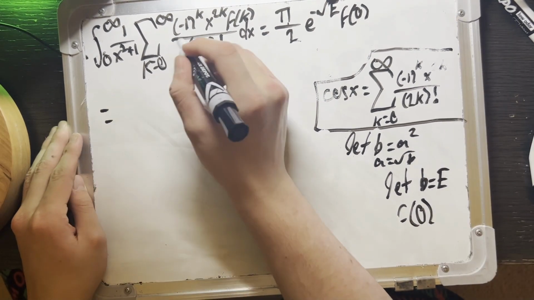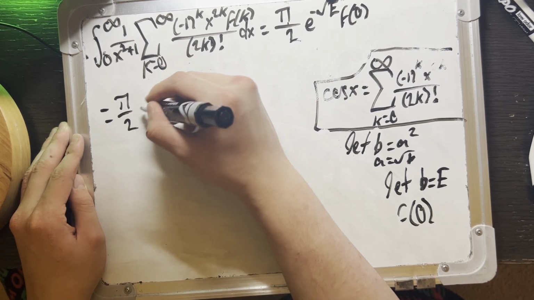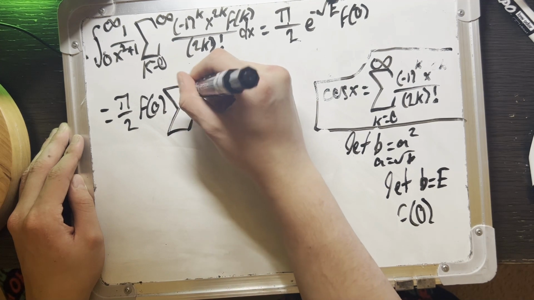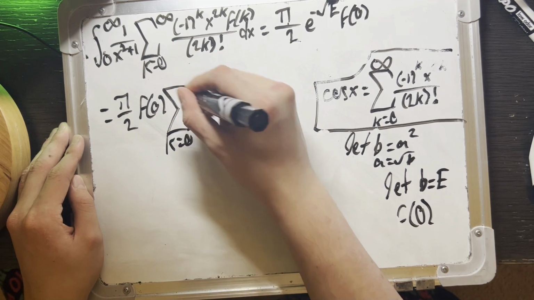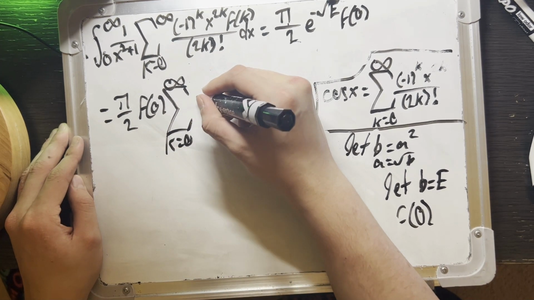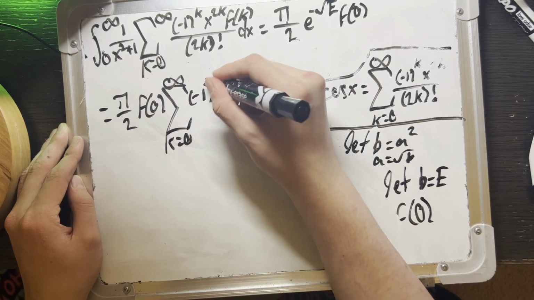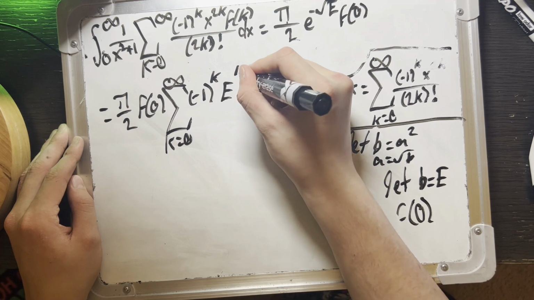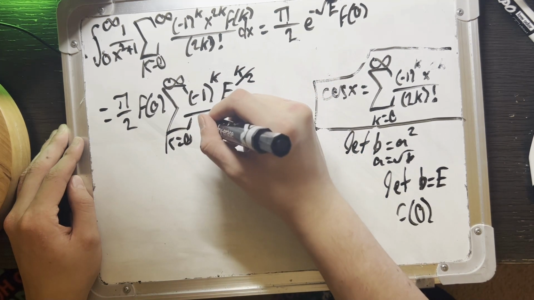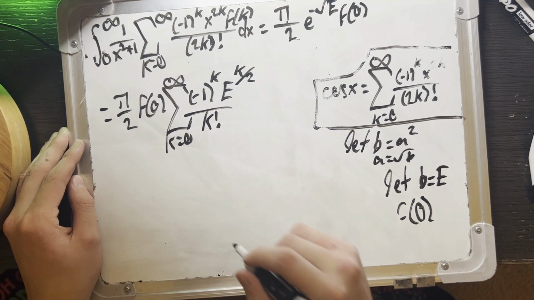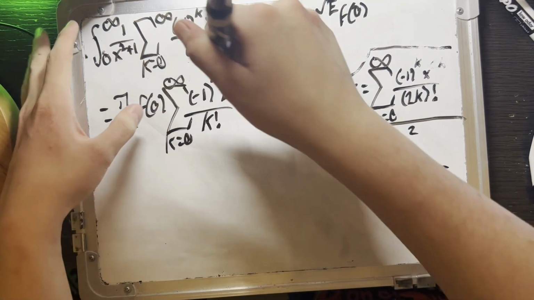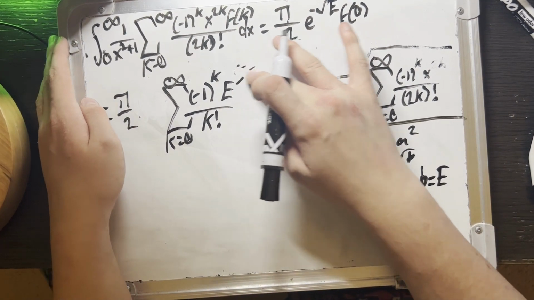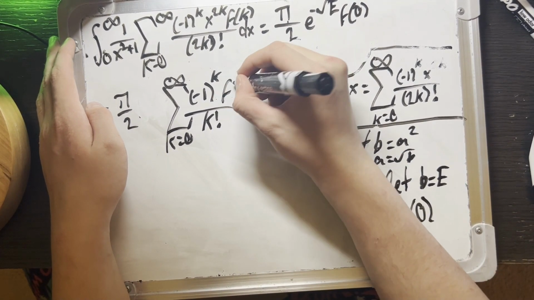So this would go pi over 2 times f of 0. Now the Taylor series expansion for e to the minus root E would be minus 1 to the k times big E to the k over 2, this is square root, divided by k factorial. Now put the f of 0 inside of that, inside of the sum, and you get f of k over 2.